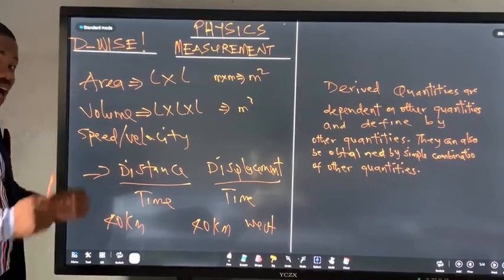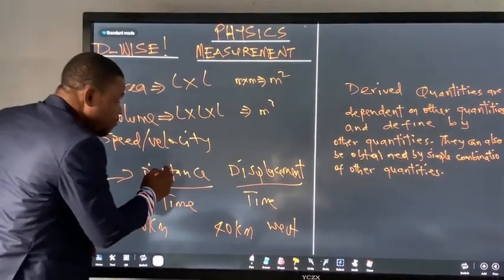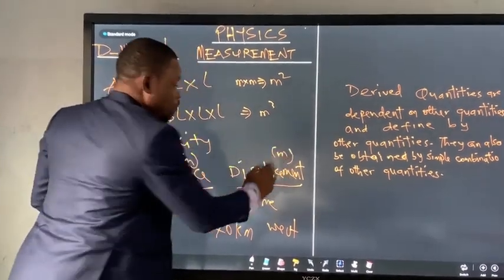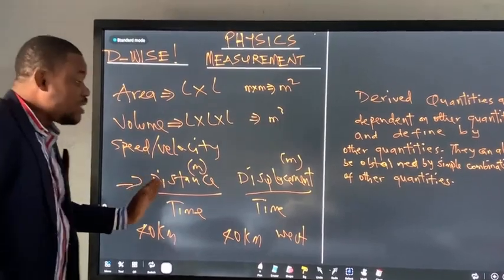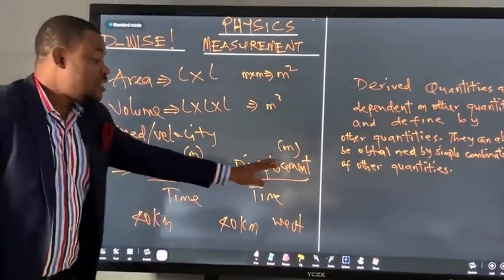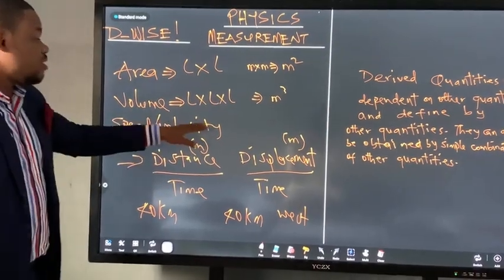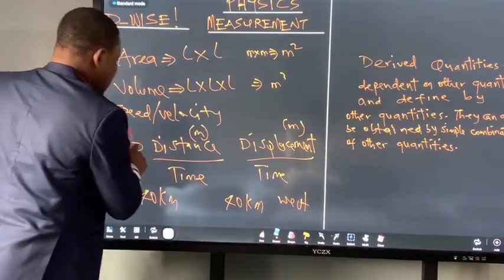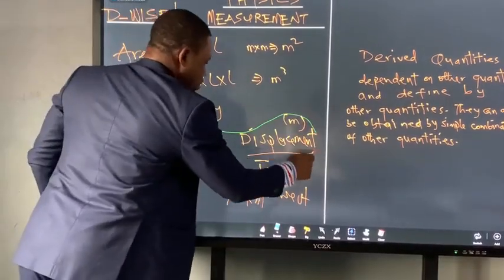But both of them have the same unit, because the unit of distance is meter and the unit of displacement is also meter, because displacement is distance with direction. So displacement is a kind of distance, just as velocity is a kind of speed. I'm sure you're getting all of this. Let's go further as quickly as possible.